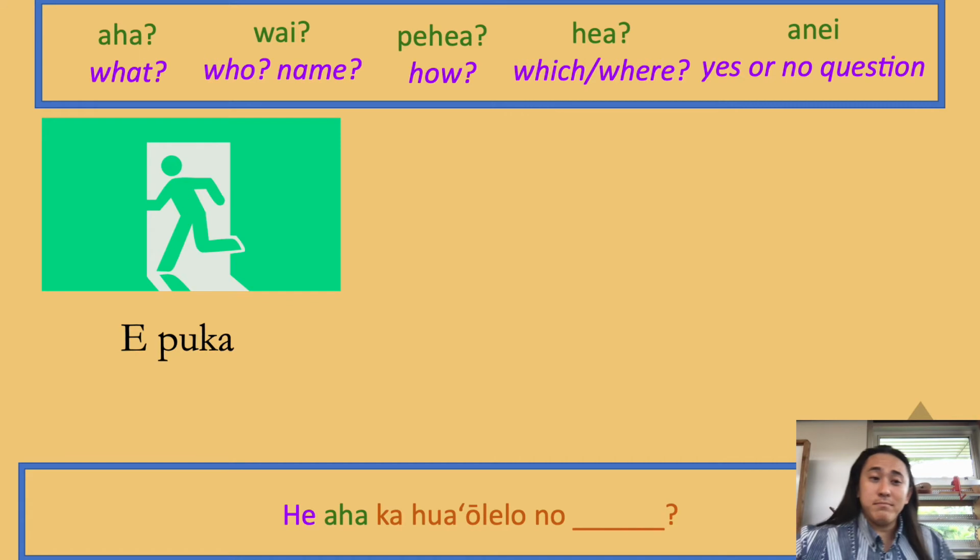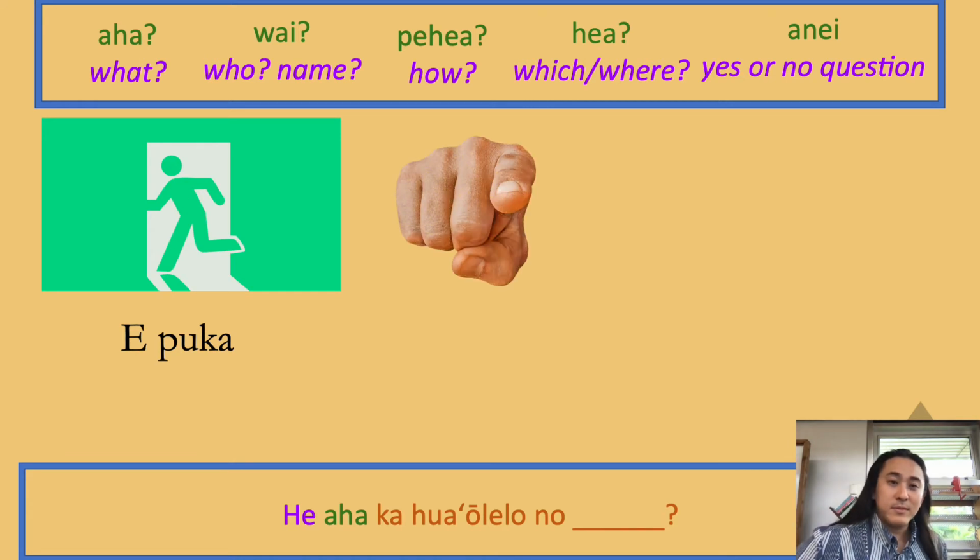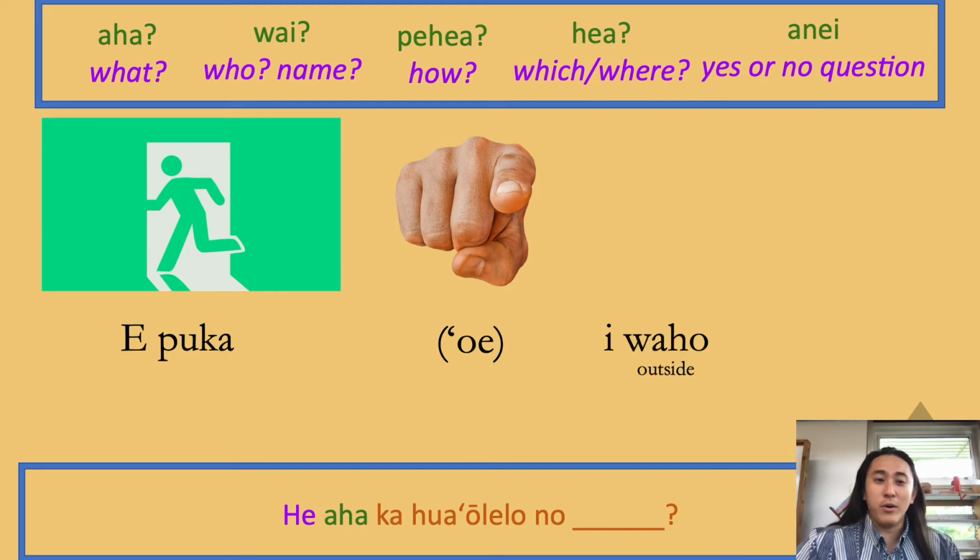E puka. Oi, if you're being aggressive. E puka i waho. E puka i waho. Go outside.